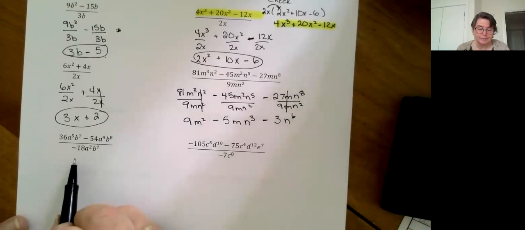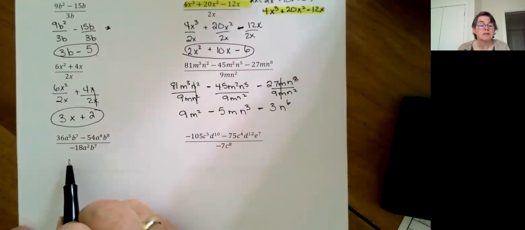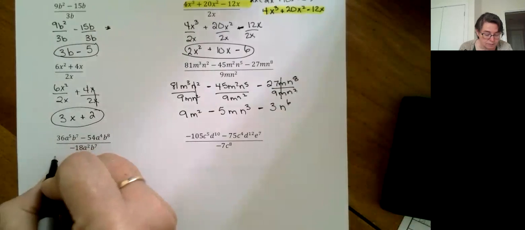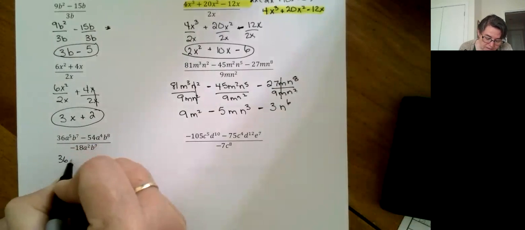However, tricky down here. I'm going to be dividing by a negative this time, so I got to watch my signs. So 36.